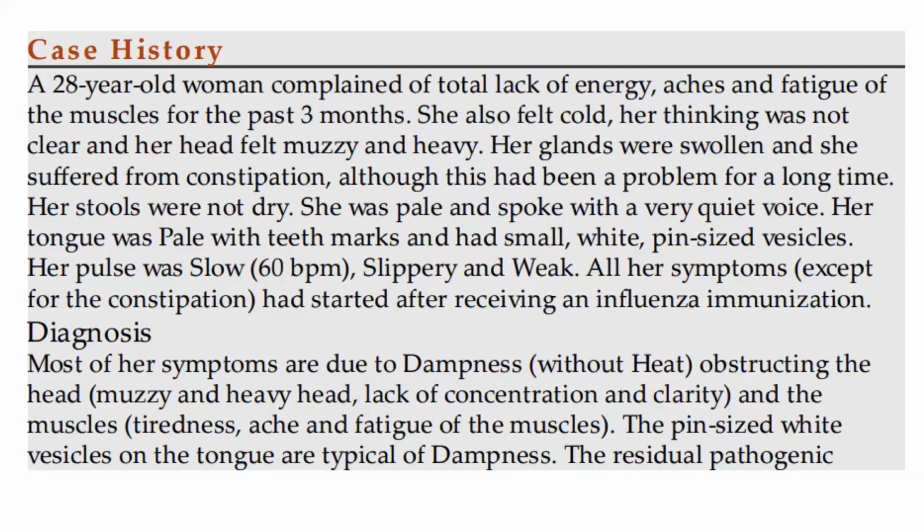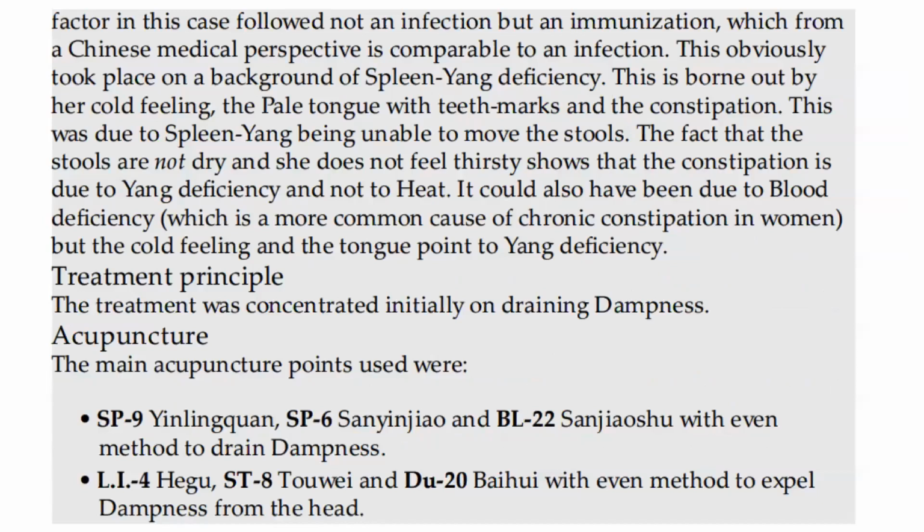Most of her symptoms are due to dampness without heat, obstructing the head. So we have muzzy and heavy head, the lack of concentration and clarity, and the muscles, tiredness, ache, and fatigue of the muscles. The pin-sized white vesicles on the tongue are typical of dampness. The residual pathogenic factor in this case followed not an infection, but an immunization, which from a Chinese medical perspective is comparable to an infection. This obviously took place on the background of spleen yang deficiency.